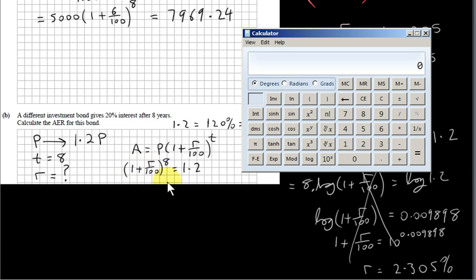If you want to do a check, you could plug 2.305 in for R here, say. So we would have 1 plus 2.305 divided by 100. That's 1.02305. Okay, that's the 1 plus R over 100. So we just divide this by 100. We get, move the decimal point 2 places to the left, we get 0.02305. Add on the 1. Then raise this to the power of 8. And you see we get 1.19999, which is practically 1.2, allowing for rounding error.